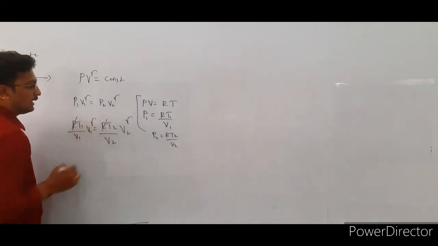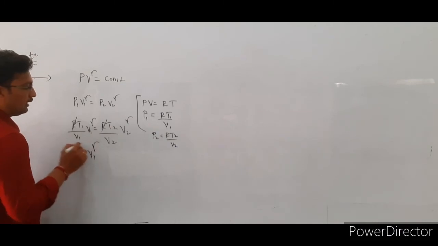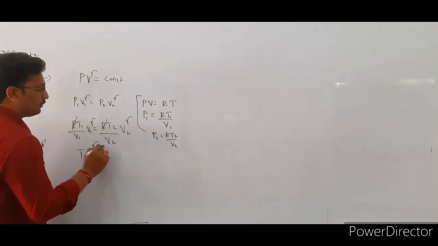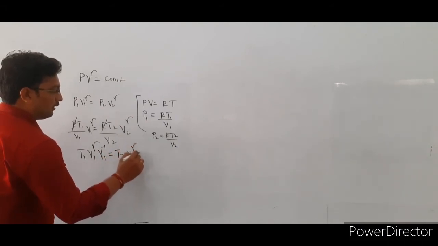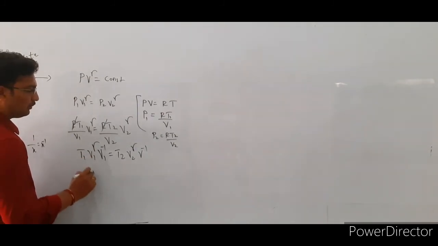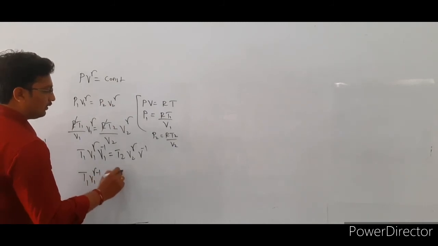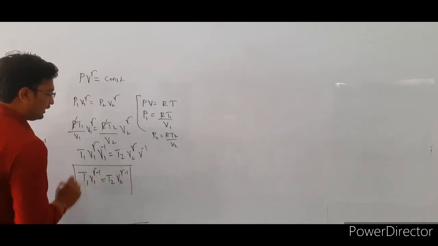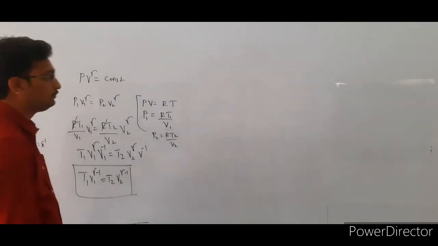Here R gets cancelled, then this is T1 V1 to the power of gamma, and this is in the form of 1 by x. It can be written as x to the power of minus 1, then it becomes V1 to the power of minus 1, that is equal to T2 V2 to the power of gamma, V2 to the power of minus 1. Then this equation becomes T1 V1 to the power of gamma minus 1 is equal to T2 V2 to the power of gamma minus 1. So this is the result between temperature and the volume. Next one.